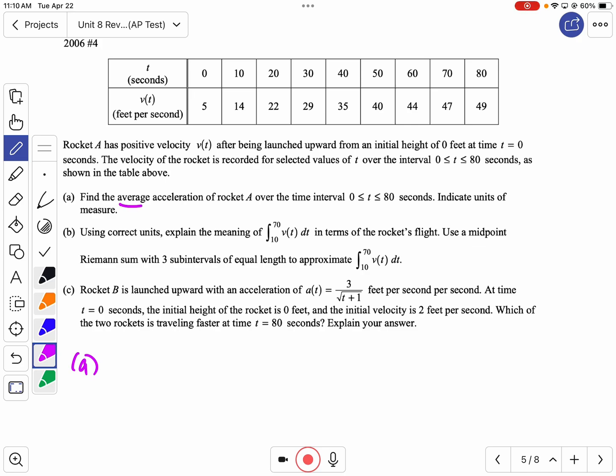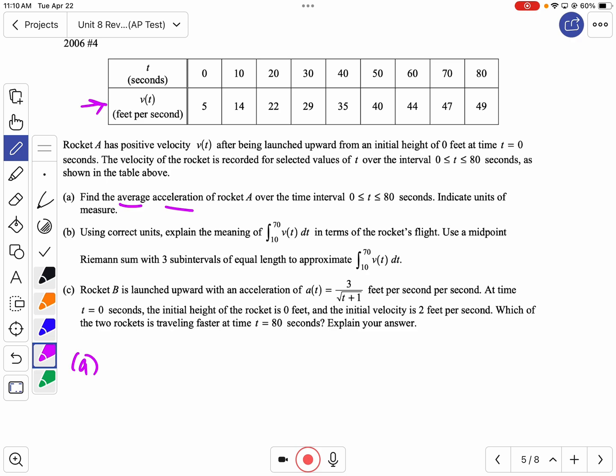Average acceleration. So, going over v minus a. No. Okay, because they didn't give me acceleration in the table. They gave me velocity. How are velocity and acceleration related? Acceleration is the derivative. They're the derivative, okay? And if I have real data and I want an average of that derivative, what do I do?